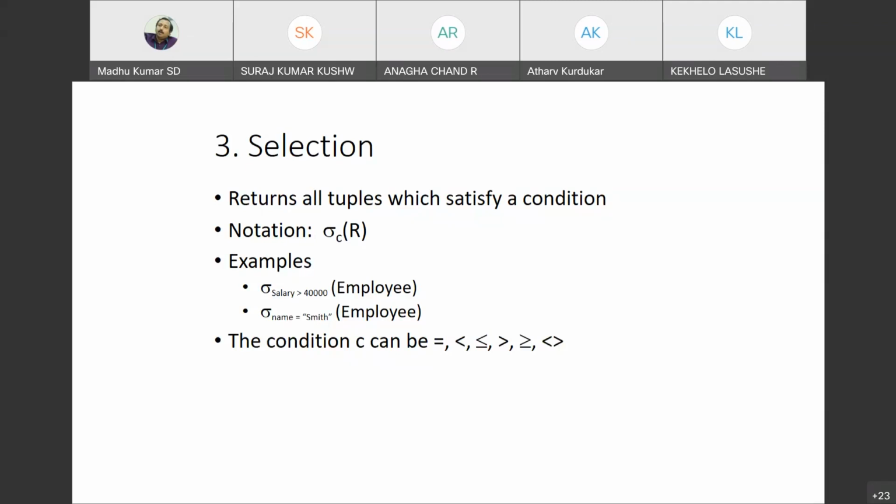All right. So the condition can involve relational expressions like equal to, less than or equal to, greater than, not equal to, and all such combinations. So selection is a unary operator and it is applied to a single table, and the result is also a table where the arity, or the number of columns, is the same as that of the table R.